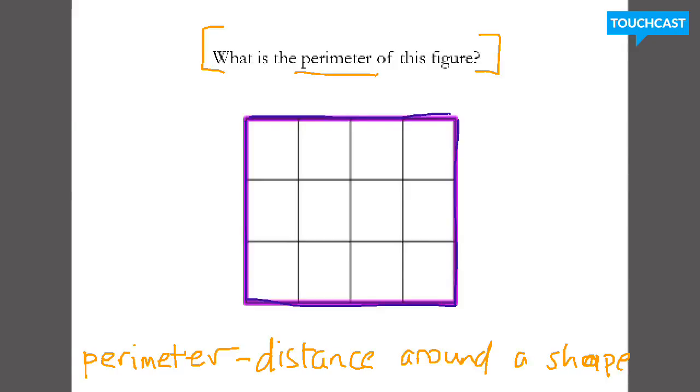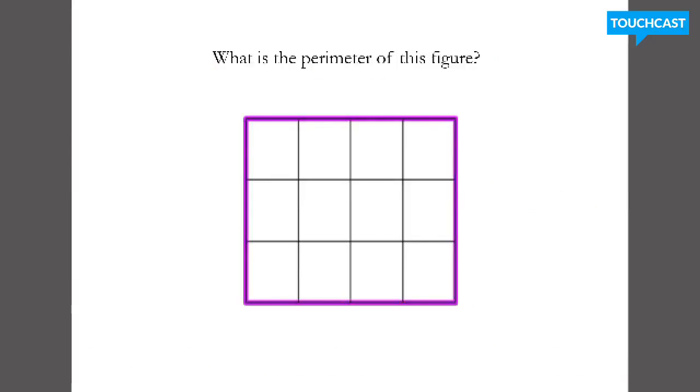Get to work. Alright, we are back. So the perimeter, the easiest thing to do is to count the number of squares around the shape. So let's go ahead and count. 1, 2, 3, 4, 5, 6, 7, 8, 9, 10, 11, 12, 13, 14. So the total perimeter is 14 units. So let's shake things up just a little bit.